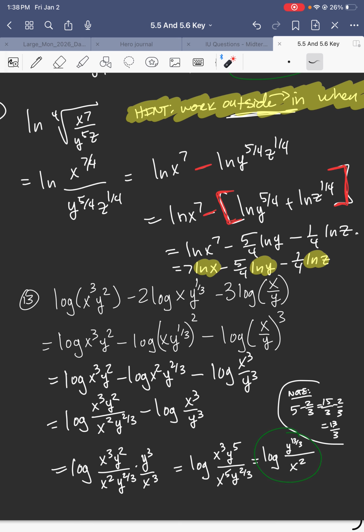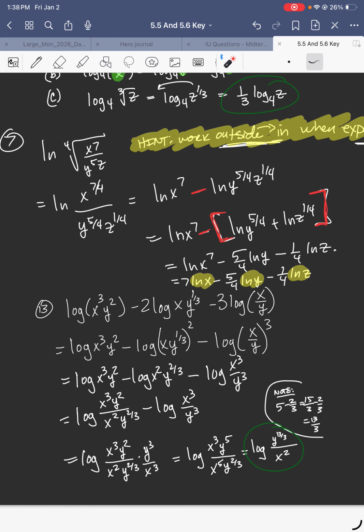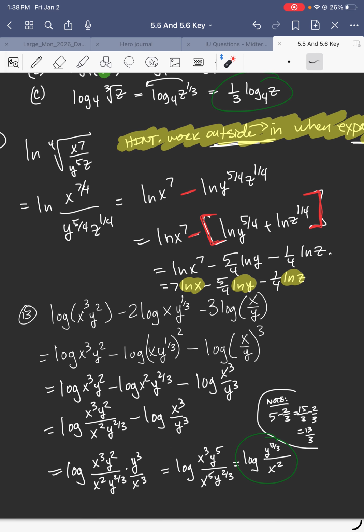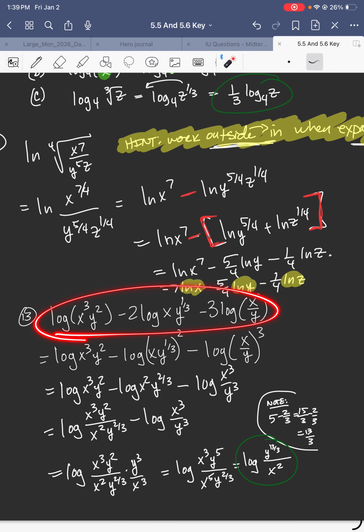Here we're wanting to condense, yes? And so when we are wanting to condense this thing, remember the other hint that we said is that when you're expanding, the last thing you pull down is exponents. But when we are condensing, that's going to be the first thing you do, is pull in all those exponents.